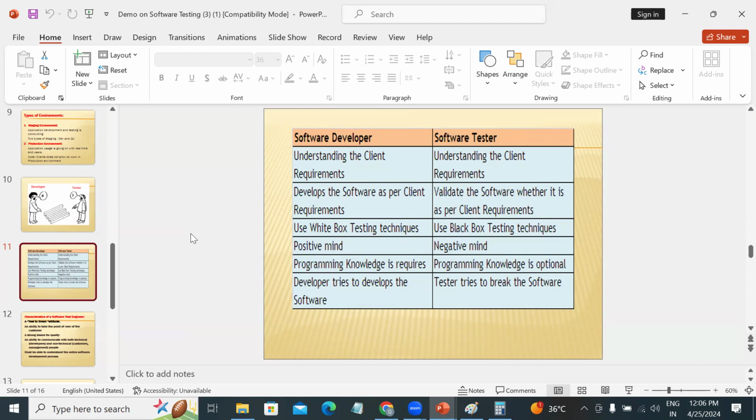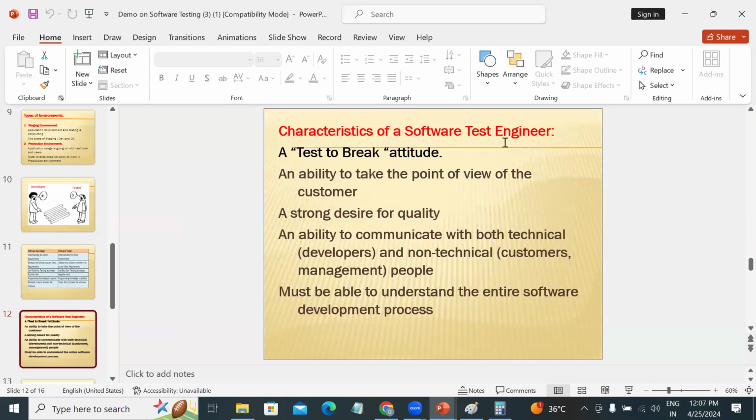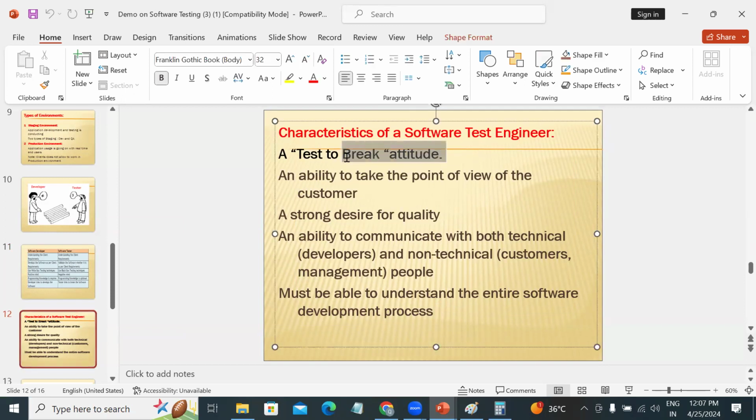Clear? So what is the characteristics of a software tester? Test to break attitude. So you have to prove that software is not working. If it's working fine, then why you are required? Come on, sir. Your duty is to find the mismatches. And ability to take the point of view of the customers. Always think about the customer, not the developers.